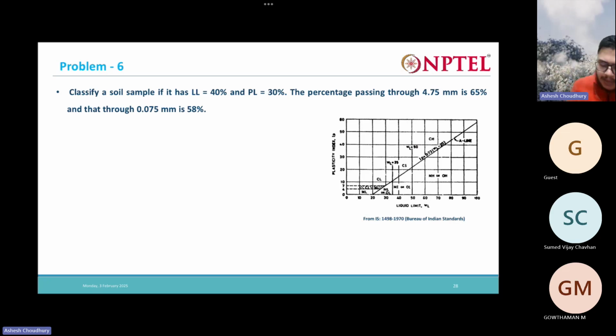Now, tell me the plasticity index of the soil. What is the plasticity index, PI, of this soil? 10, that means 40 minus 30, 10%. Now tell me the plasticity index calculated from the A line to this.